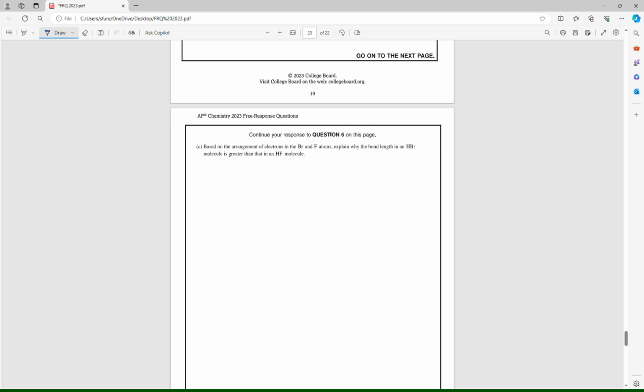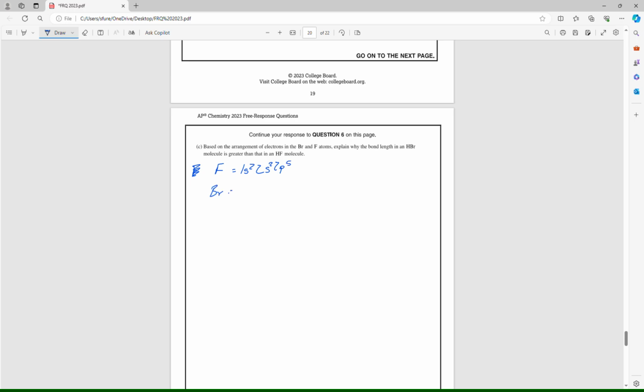Part C, based on the arrangement of electrons in the Br and F atoms, explain why the bond length in an HBr molecule is greater than that in an HF molecule. So fluorine only goes to, let's see, fluorine has an electron configuration of 1s2, 2s2, 2p5.